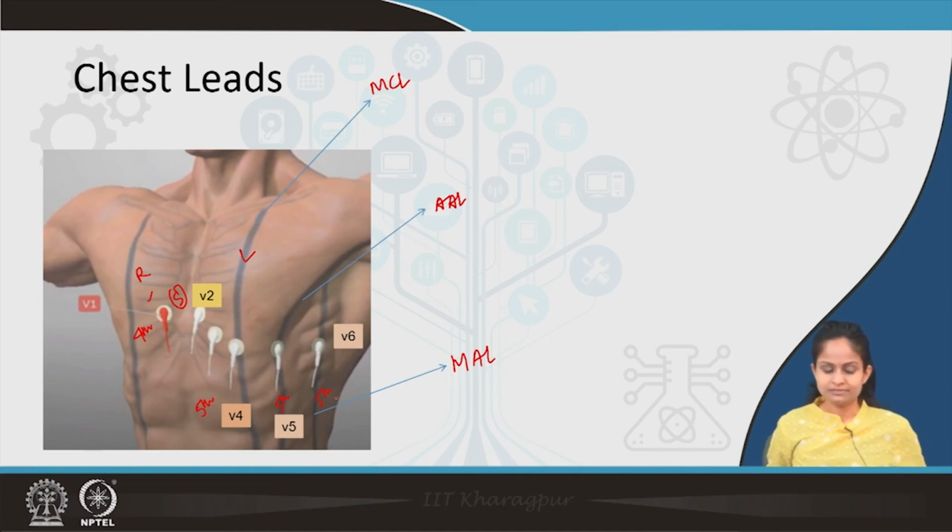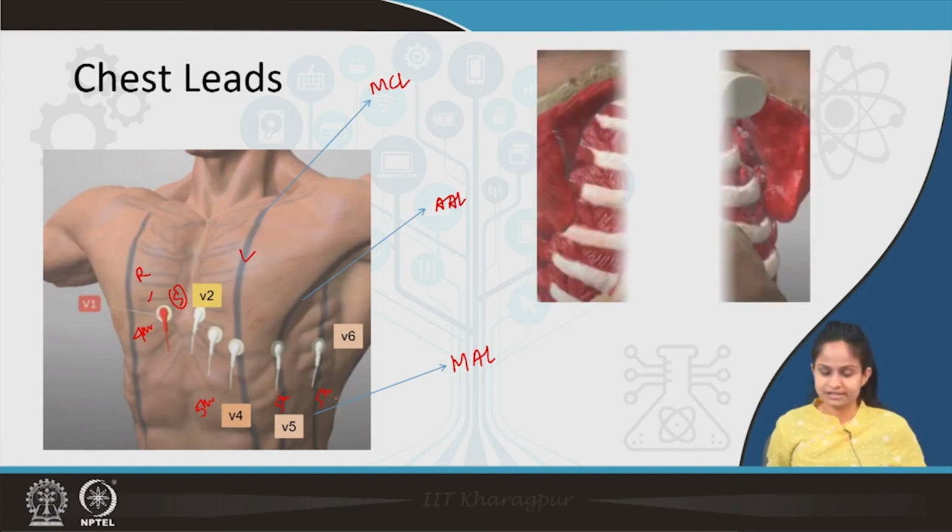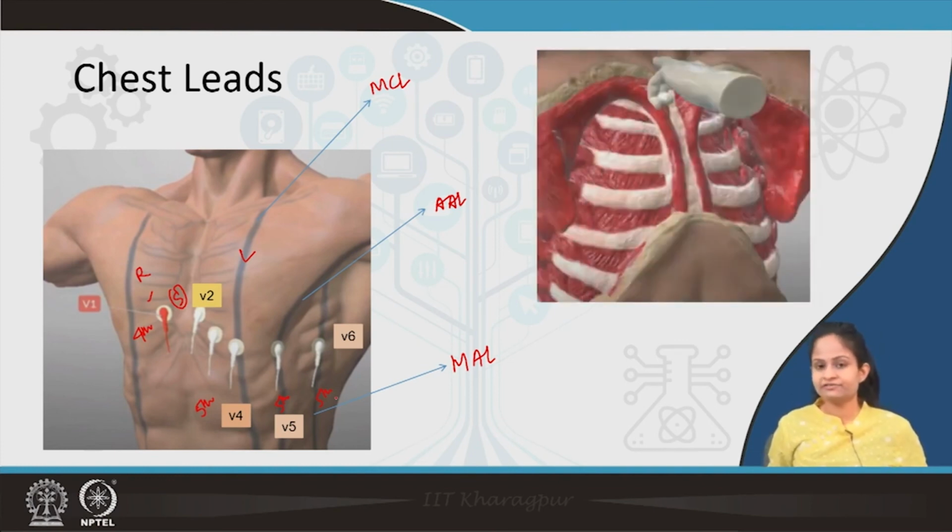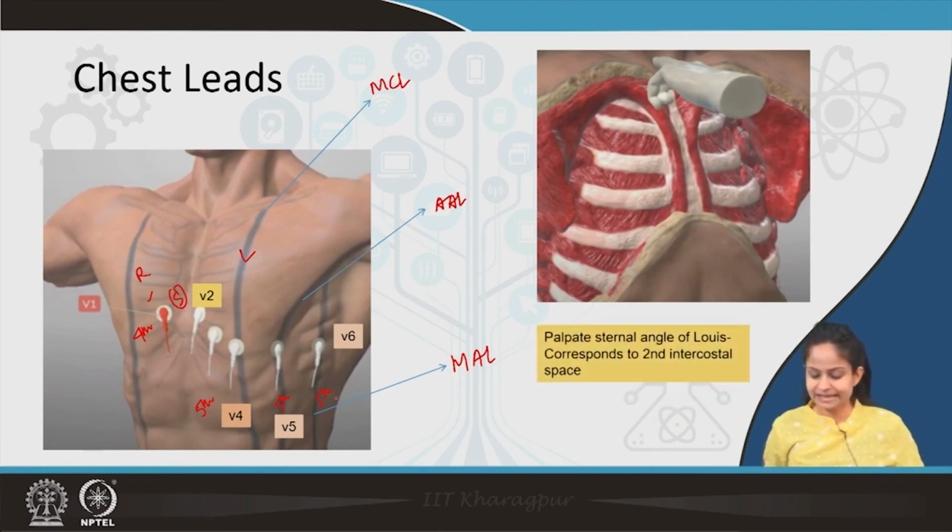Now, the question comes, how will I determine the intercostal space, how will I know which one is the 3rd intercostal space, 4th intercostal space or 5th intercostal space? For that we have to palpate the jugular notch. This is the jugular notch. From the jugular notch we will palpate the sternal angle of Lewis, or angle of Lewis.